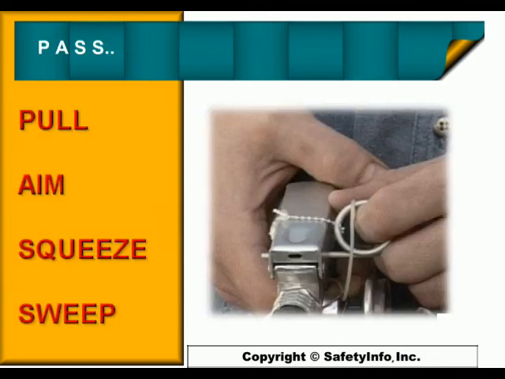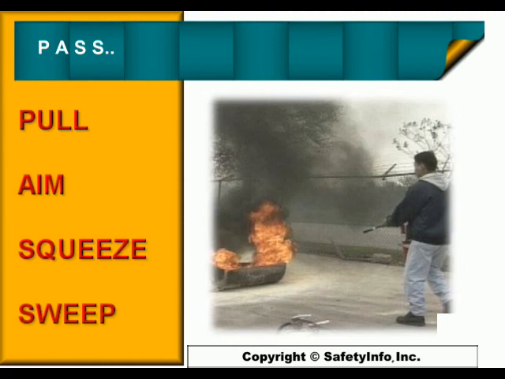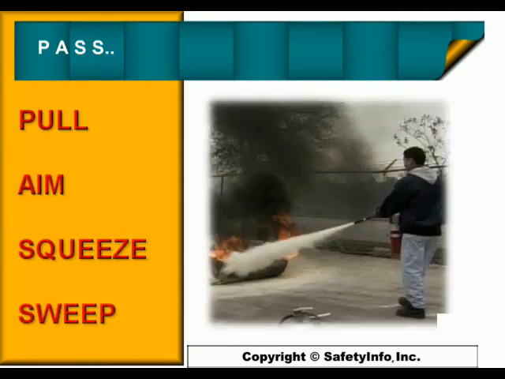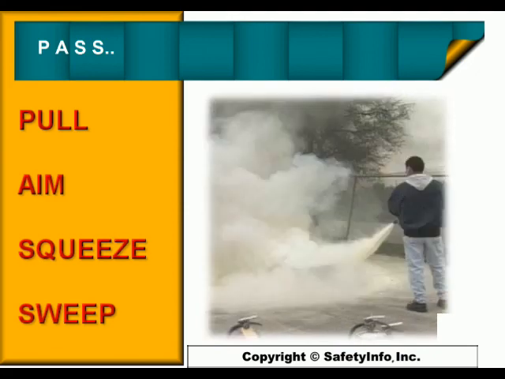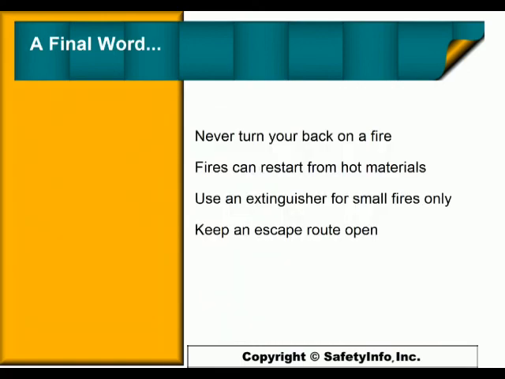Pulling the pin allows you to activate the extinguishing agent release lever. Aiming at the base of the fire will put the extinguishing agent at the source of the fuel. Squeezing the handle releases the extinguishing agent from the extinguisher. Sweeping from side to side ensures full coverage of the fire and fuel area. Use short bursts after the initial sweep to conserve the extinguishing agent.